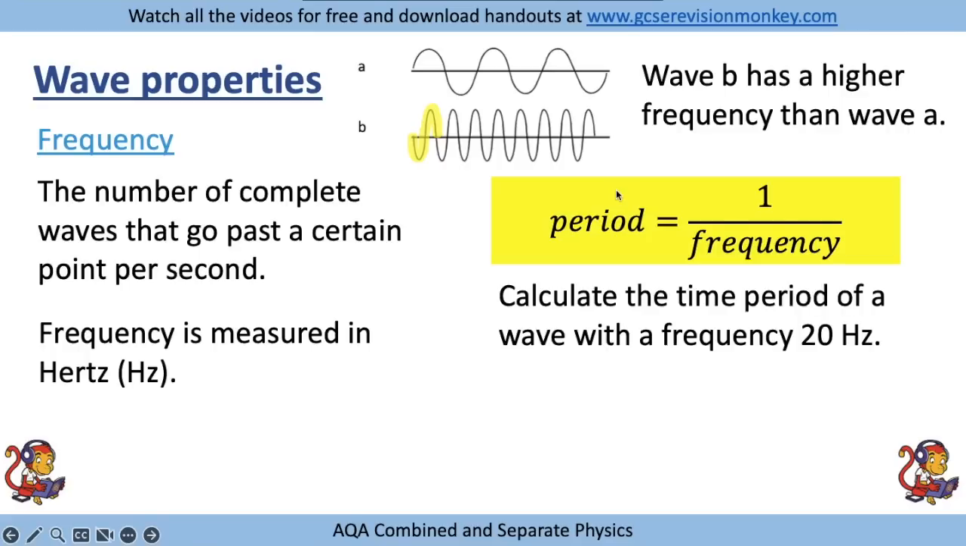point. So you might get a question like, calculate the time period of a wave with a frequency of 20 Hz, and you'd use the equation, put the numbers in, and then your answer would be in seconds, because period is the time it takes for one complete wave to pass.